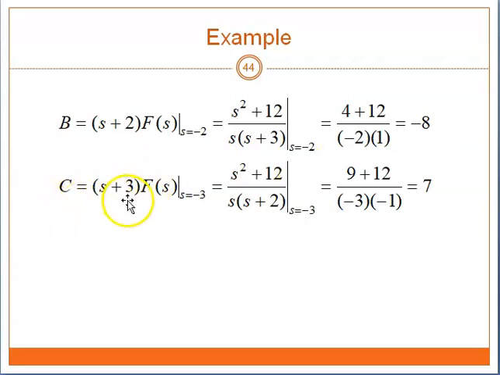And finally, find out what your C is. So you have (s plus 3), because the denominator is (s plus 3) for C. So you have s is equal to minus 3. This will give you (s squared plus 12) over s times (s plus 2) when your s is equal to minus 3. Plug in minus 3 into your s and you will get 7.